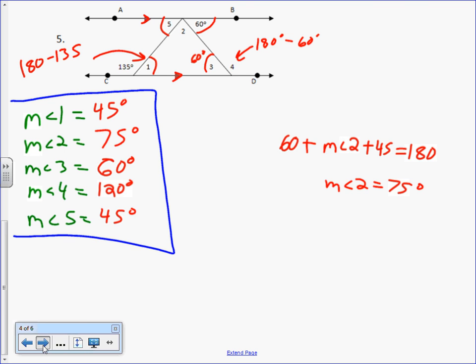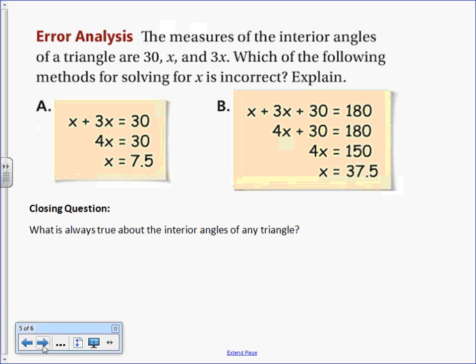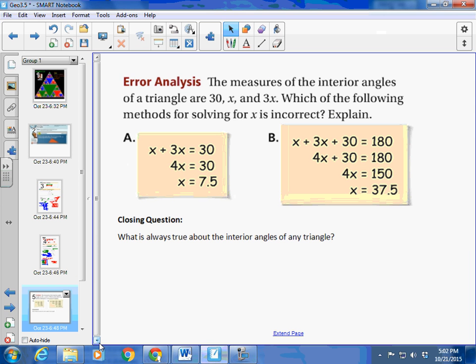All right? So on your own, you can do this error analysis question and answer the closing question, and be prepared to do some additional work on this next time in class.